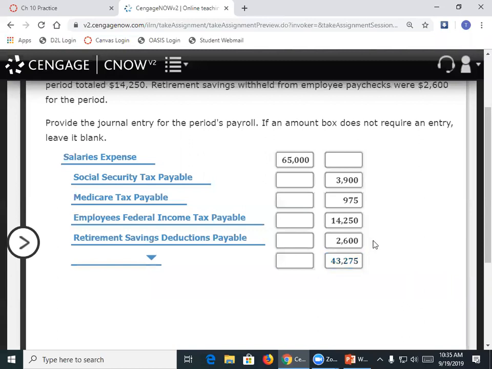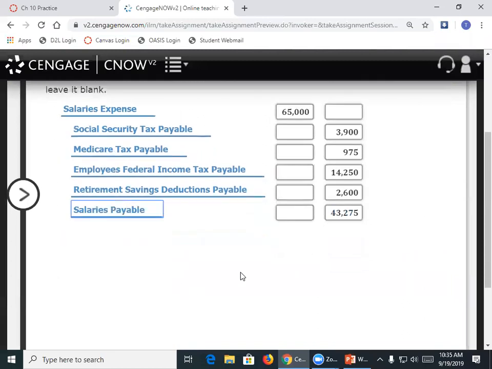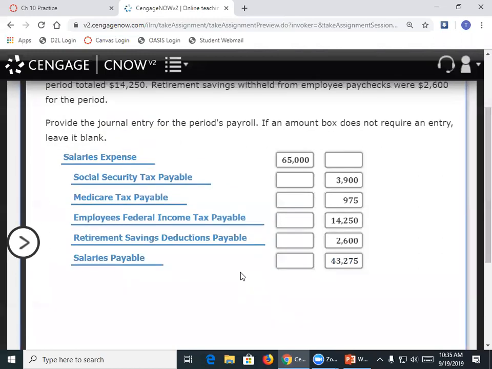What does that mean? The take-home pay. Very good. And also we will log it as salaries payable. So that 43,275 is the checks that we're writing to our employees for their take-home pay. So salaries payable gets credited 43,275. And then when we go cut the checks, we're going to debit salaries payable and credit cash for 43,275. There'll obviously be several checks, but that's kind of how that works.